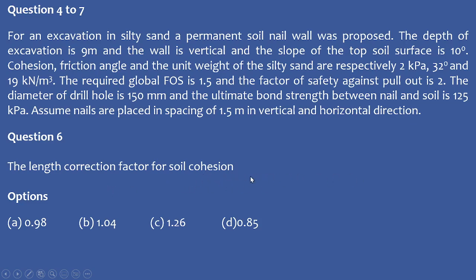Basically the whole cohesive strength is not available throughout the soil, so we are modifying that particular cohesion on the basis of the length. There is an empirical formula discussed in the NPTEL lectures by Professor Bedia. So please come up with the length correction factor for that cohesion. If you remember that empirical formula, it's only a 10 seconds calculation.